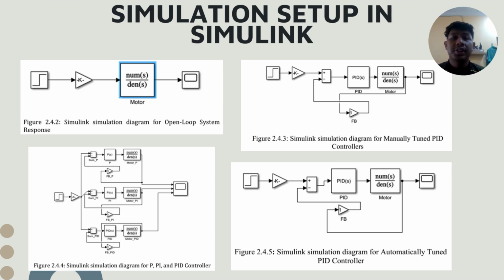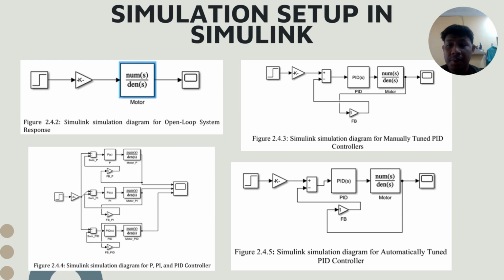For our simulation setup in Simulink, the first one, figure 2.4.2, shows our open loop setup. This allows us to observe the motor's natural response to a step input without any corrective feedback, establishing our baseline performance. Moving on to manual PID tuning on the top right, figure 2.4.3 introduces a feedback loop with a manually tuned PID controller. Here we adjusted the proportional, integral, and derivative gains ourselves to meet specific design requirements.